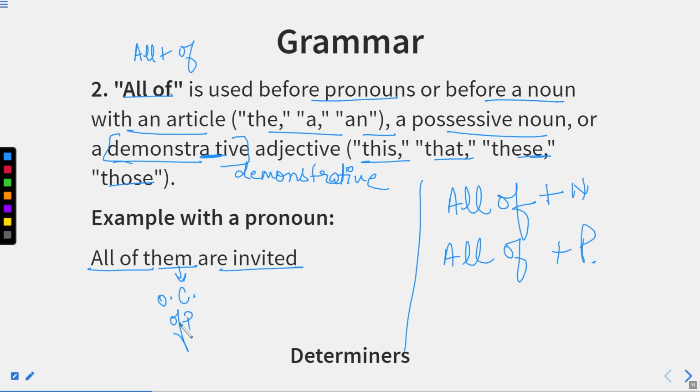So them is the objective case of they. They is a pronoun and them is the objective case of it. Now all of them, here them might be more than 2. So I'm talking about all of them. It means I'm talking about all of those people who are indicated over there. Now let us move to the next one, that is, they all are invited.